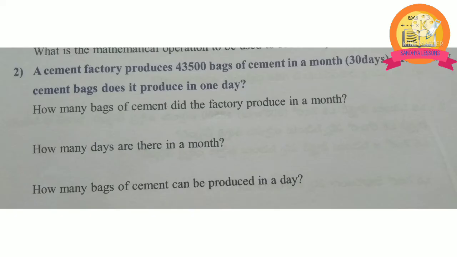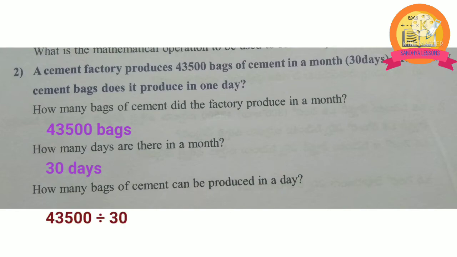Second problem. Second problem is the same problem, but we shall answer the questions given. How many bags of cement did the factory produce in a month? 43,500 bags. How many days are there in a month? 30 days.